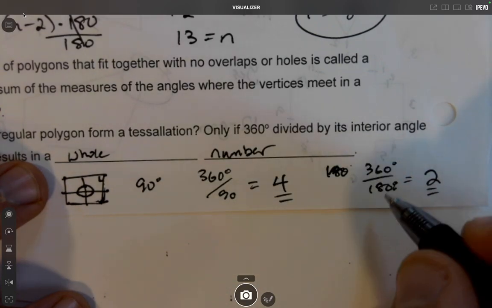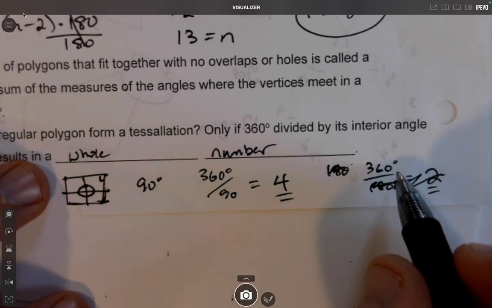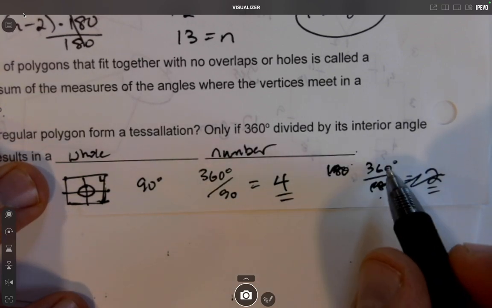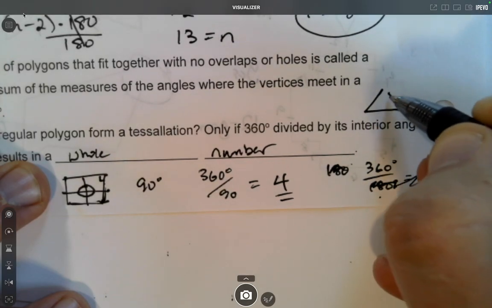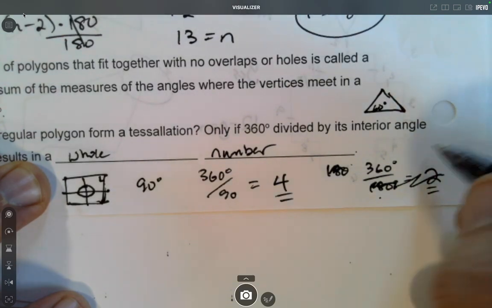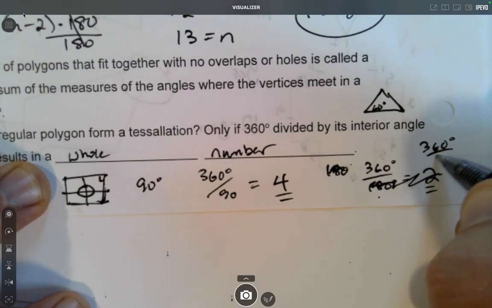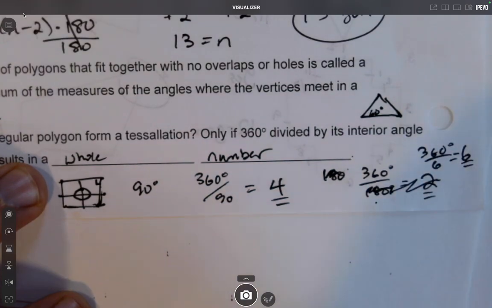Sorry, I didn't do that right. I don't do 360 divided by the total. I do 360 divided by the individual one. So a regular triangle, an equilateral triangle, would have 60 degrees in each one. So I would do 360 divided by 60 and get 6. So this is still a whole number. I was just dividing by the wrong one.